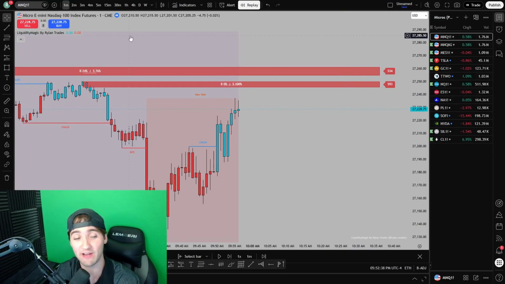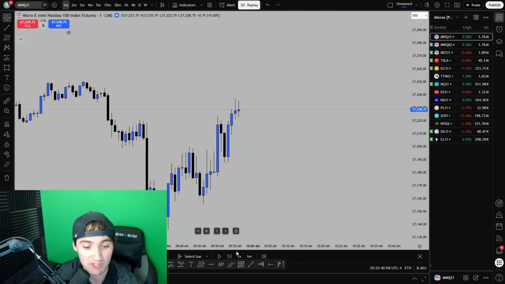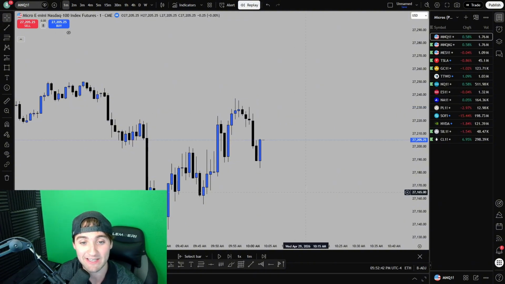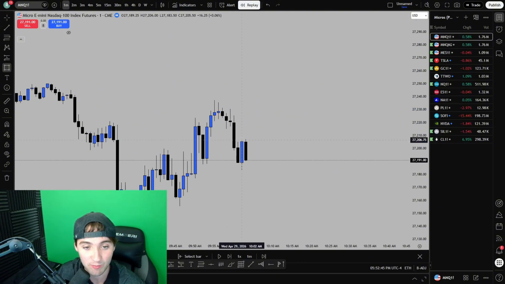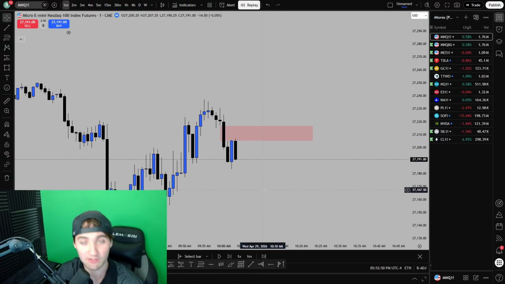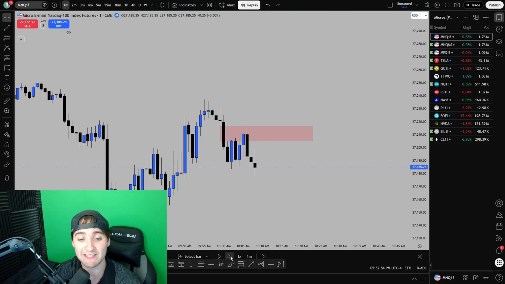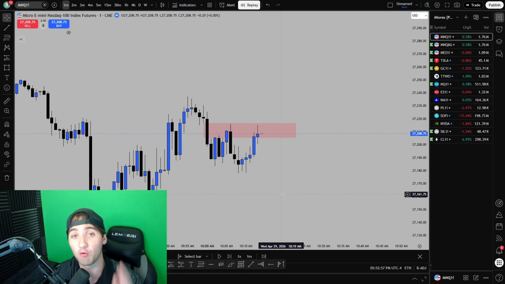But we want an inverse fair value gap. So I'm going to turn this off. We want to wait for a nice inverse fair value gap. As you could see, what do we have? We have this gap here. Right here, we have this bearish fair value gap. Now, we want to see price inverse this gap, continuing the bullish trend in the market.